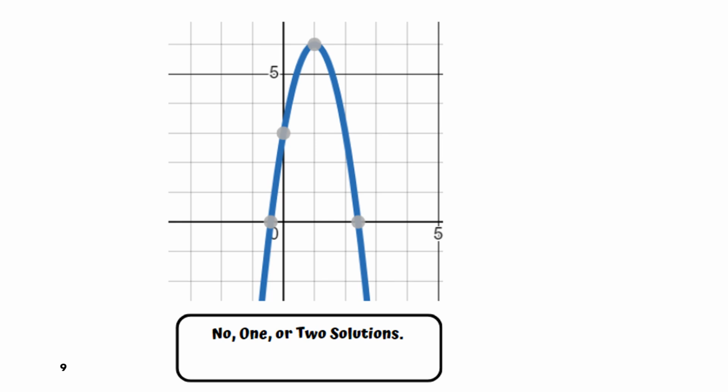Here, does this have 1, no, or 2 solutions? Well, this is your x-axis. Probably could have been labeled better. That's your y-axis. It crosses the x-axis twice, so it has 2 solutions.